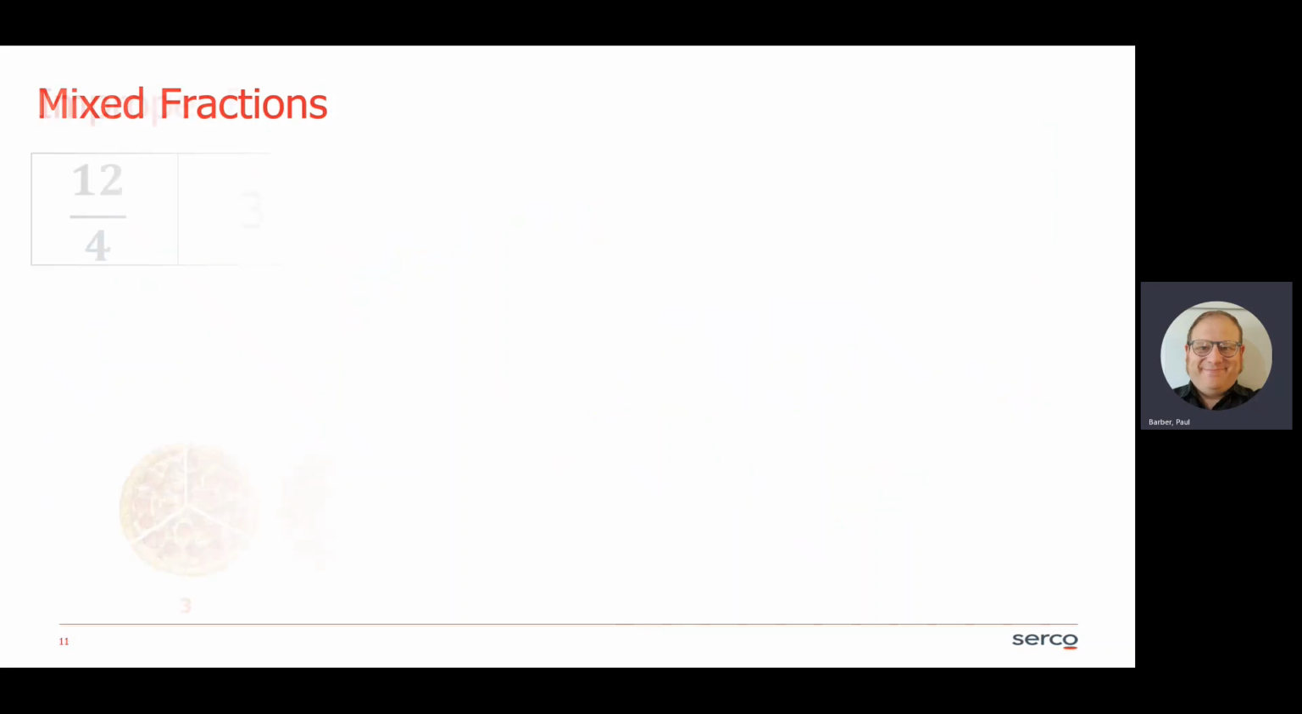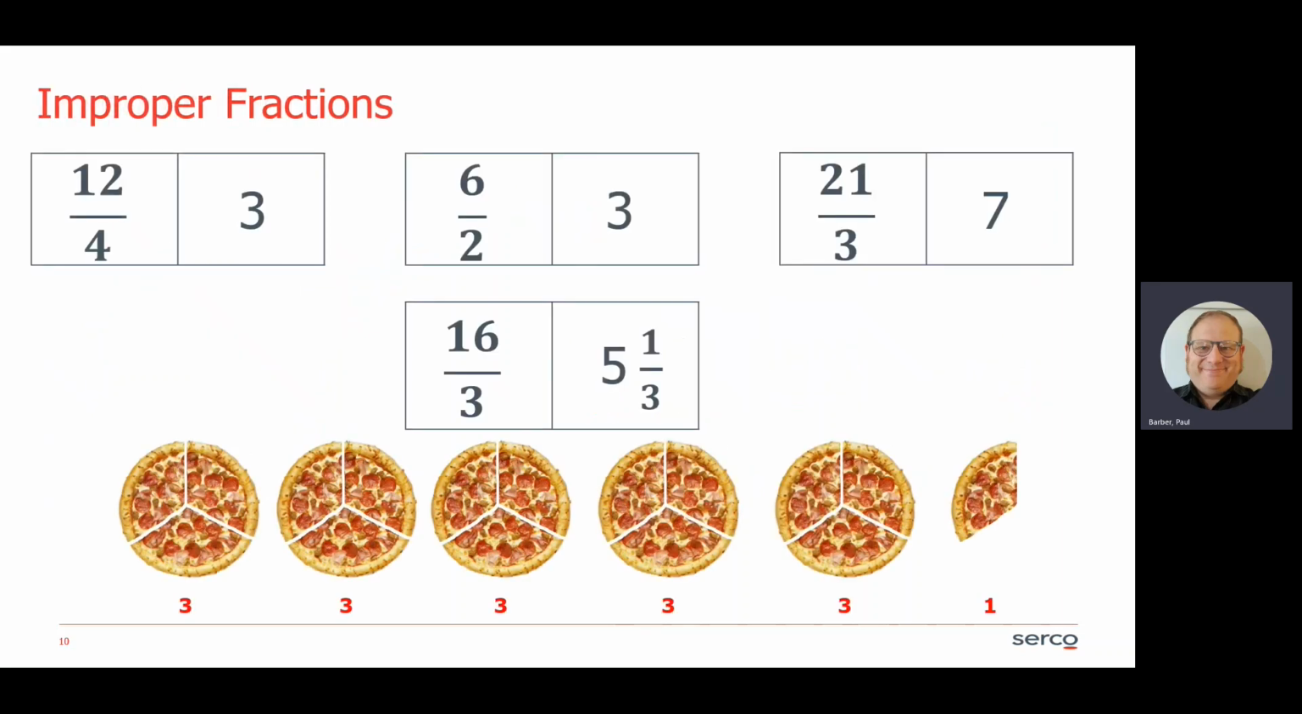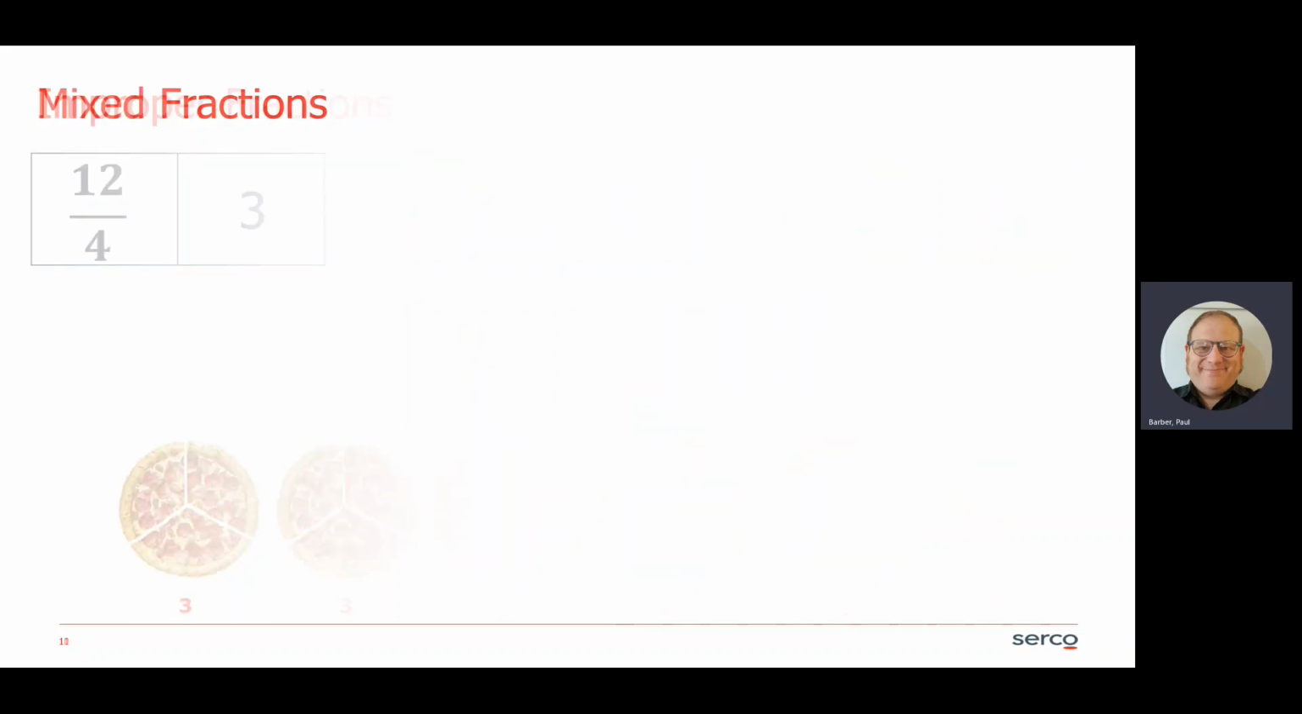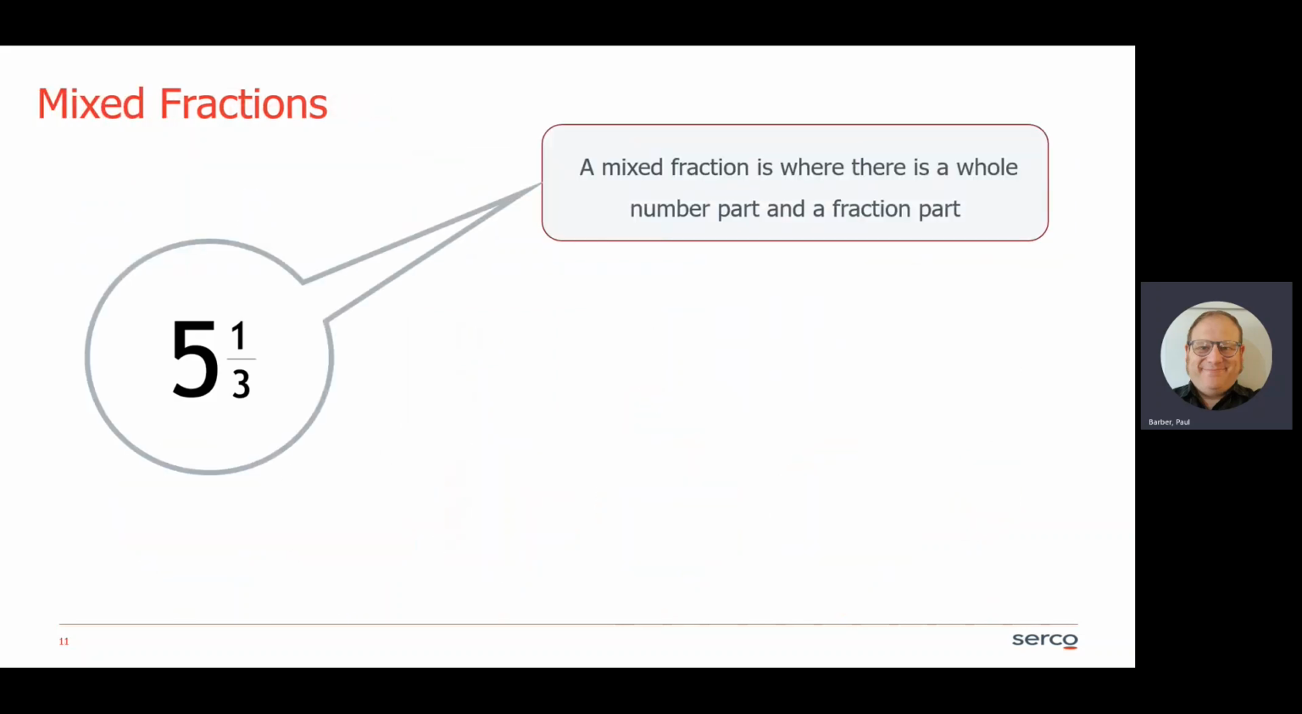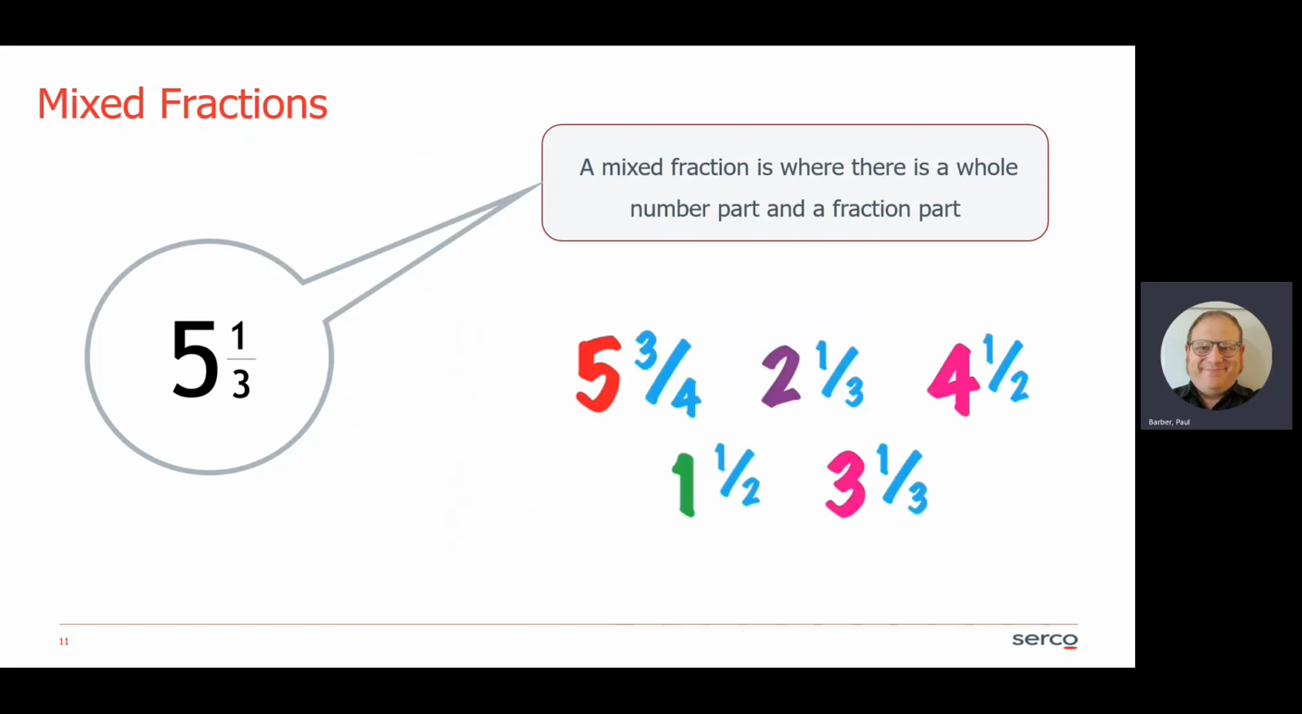So an improper fraction, if I just go back, is where you have the higher number at the top and the bottom. We can convert that into whole numbers, but sometimes, like our final example, we need to convert it into a mixed fraction, which is a whole number and a fraction part. So that's simply what a mixed fraction is, where you see a number and a fraction part.